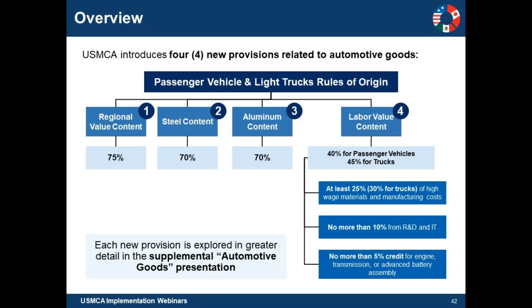And 4, labor value content, where the importer must certify that a certain percentage by value of their automotive import is sourced from manufacturing facilities that pay $16 an hour USD or more. In addition, this labor value content must come at least 25% for passenger vehicles, 30% for light trucks from high wage materials and manufacturing costs, and caps of no more than 10% high wage technology and no more than 5% high wage assembly. I will talk about this in detail later in this presentation.